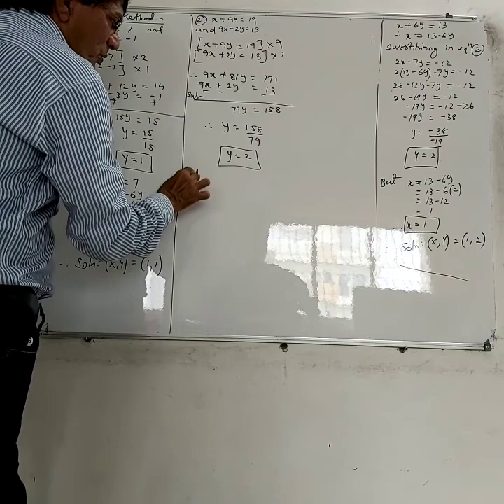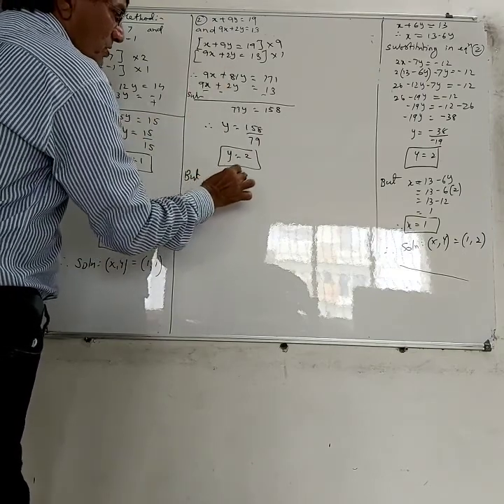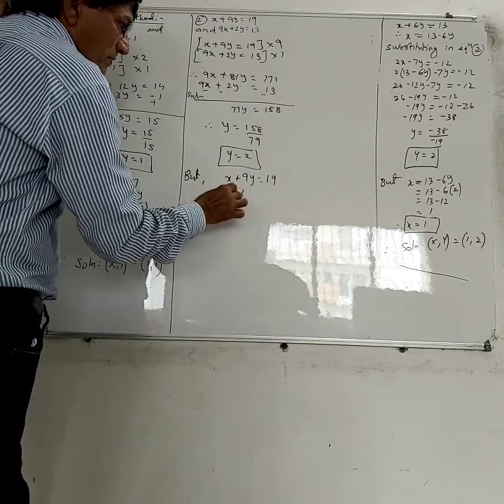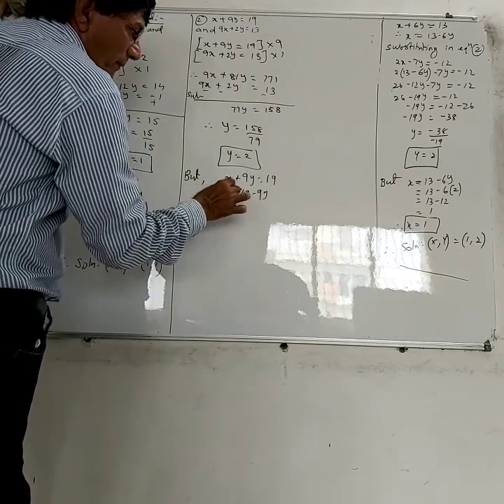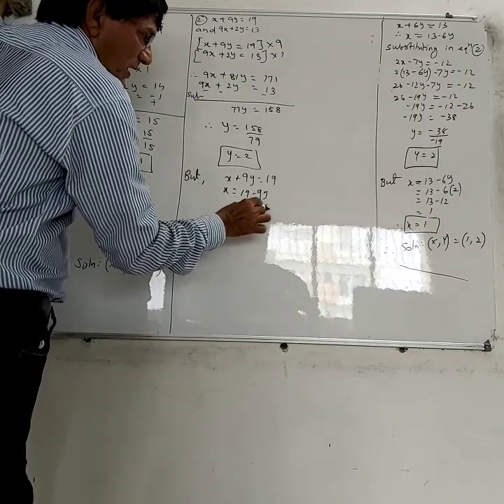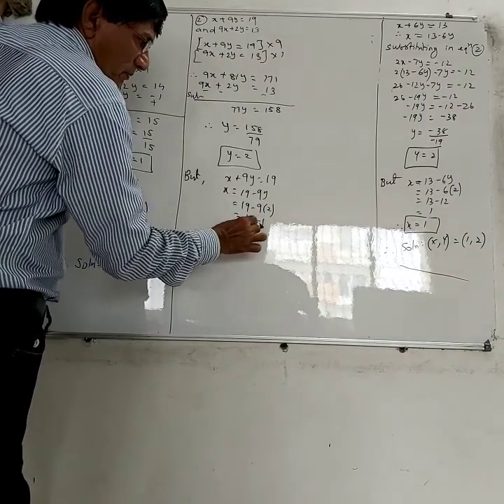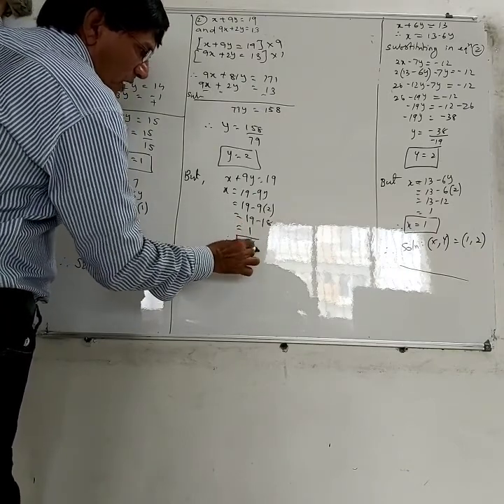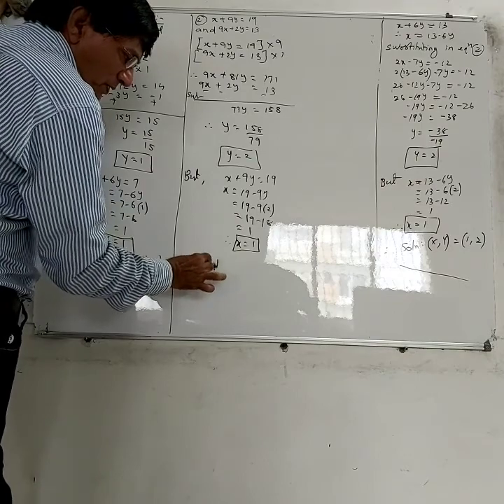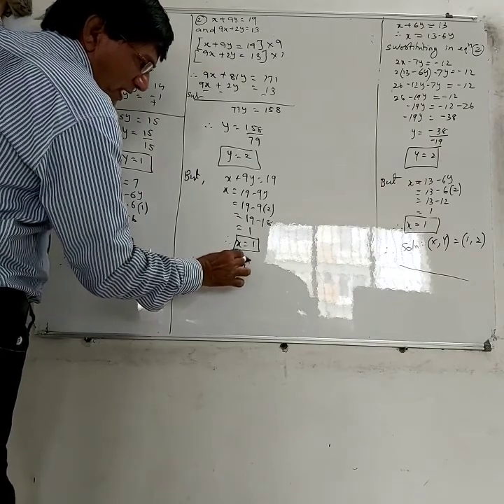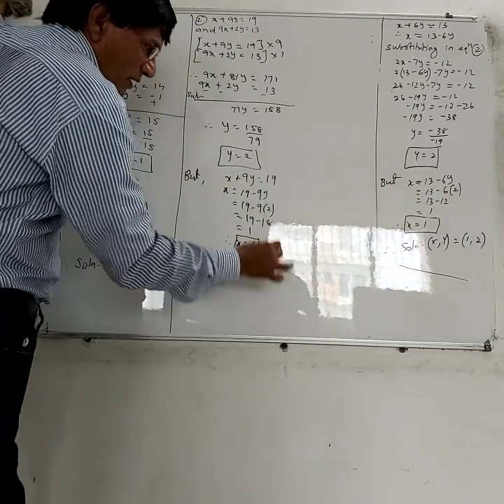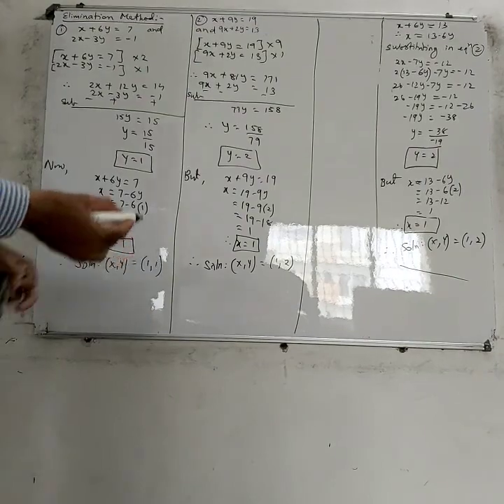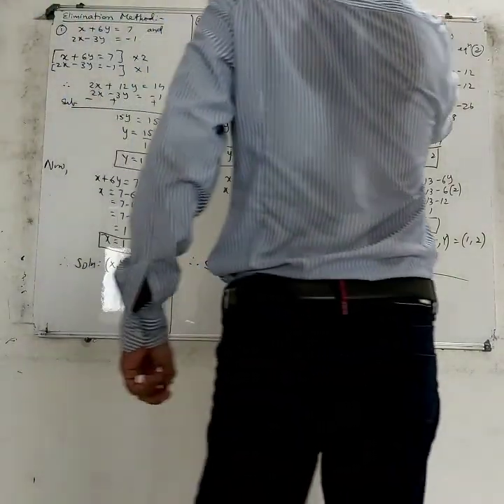But you take any one equation, x plus 9y is equal to 19. Therefore, x is equal to 19 minus 9y. 19 minus 9 into 2. 19 minus 18, that is 1. Therefore, x is equal to 1. How do you write the solution? This is the way to write the solution. Always write x first. The value of x is 1 and then the value of y. See, it's not difficult at all. Follow the same steps, follow the same rule, and you will see how easy it is.